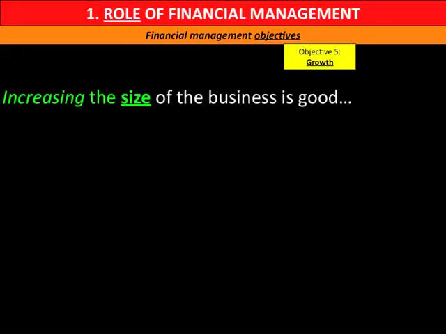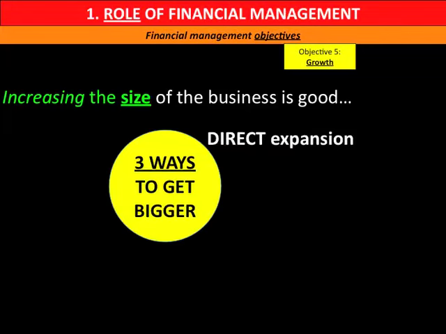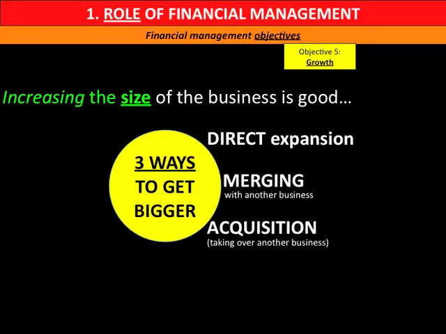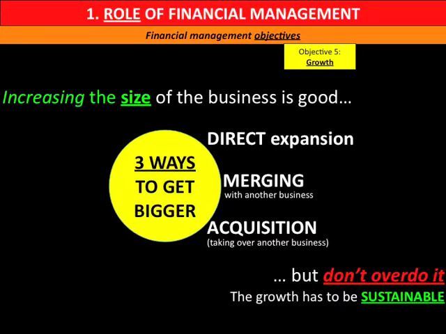The fifth and the last objective is growth. And growth is obvious, it's increasing the size of the business, and it's good because you can increase the profits and everything in the business by growing the business. There's three main ways of getting bigger. There's direct expansion, there's merging with another business, and there's acquisition, so taking over another business. Now, those are the three main ways of getting larger, of growing, but it's very important that you don't overdo it. The growth has to be sustainable.